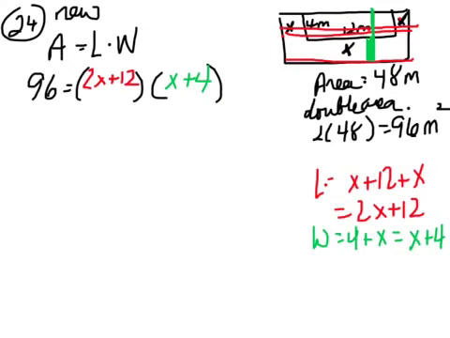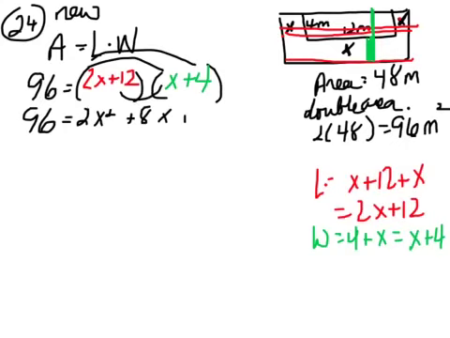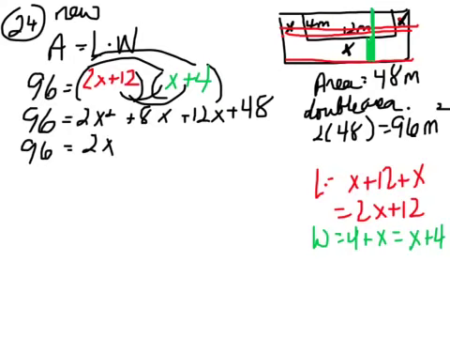So what I've got to do is solve this. In order to solve it, I need to have a 0 on one side. So I know I need to move the 96 to the other side, but before I do, let me go ahead and multiply this all out. That's 2x squared plus 8x plus 12x plus 48. Okay, let me go ahead and simplify the right-hand side first. That's 2x squared plus 20x plus 48.